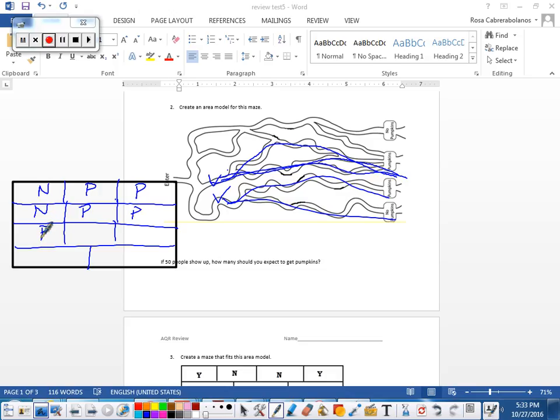And then all these were pumpkins. And then this one was no pumpkin and pumpkin. Now I do have 3, 3, 3, and 2.